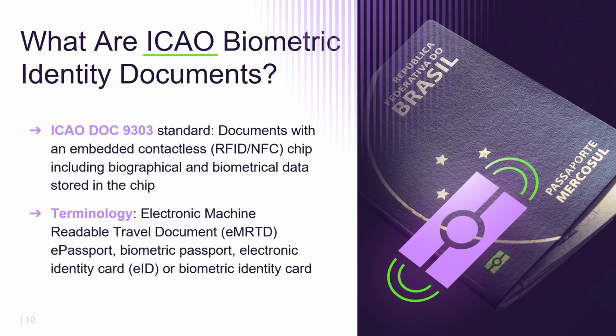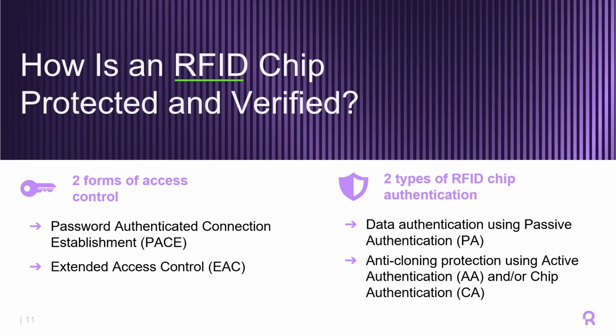When we talk about protecting and verifying the RFID chip in an electronic identity document, there are two main layers we need to consider: access control and authentication. On the access control side, ICAO currently recognizes two mechanisms: PACE, which has largely replaced the older BAC, and is used to securely establish a connection with the chip; and EAC, which adds another layer of protection for sensitive biometric data like fingerprints or iris images.